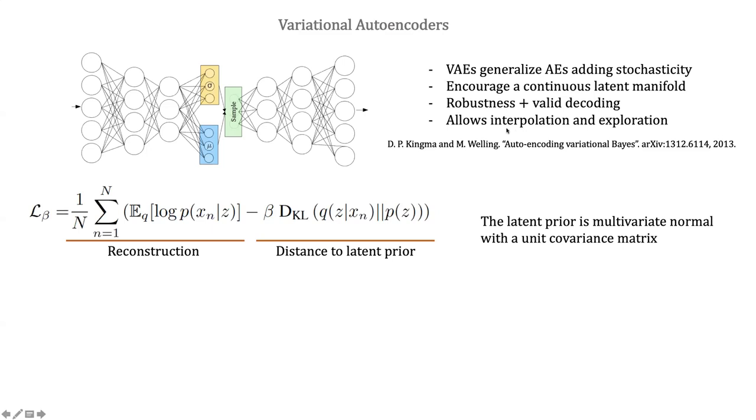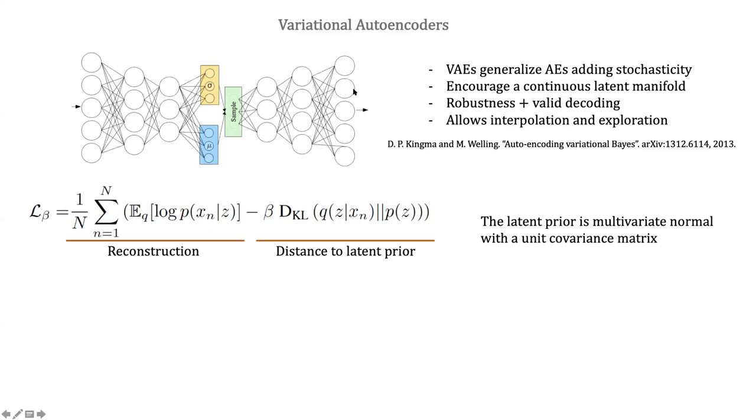And finally, and probably most importantly, because it is a generative model, it estimates the generative distribution of the data. This generative distribution is the final distribution learned by the latent code, the latent distribution. It allows interpolation and exploration. And this is probably the most interesting characteristic of the variational autoencoders.